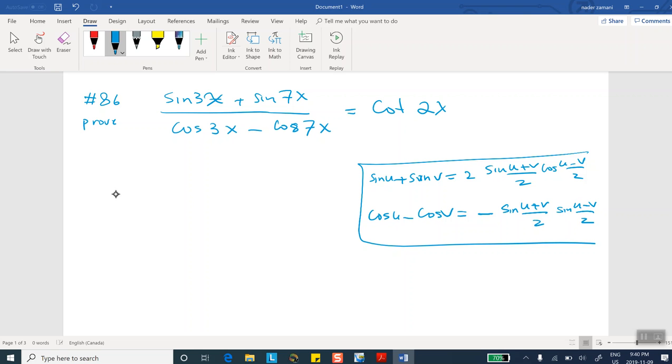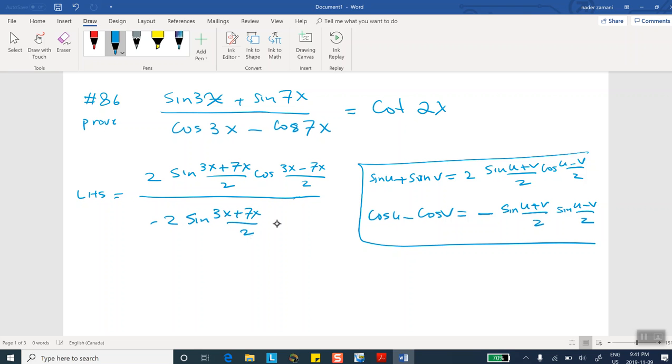Okay, so let's go ahead and apply this. Left hand side equals 2 sine of (3x plus 7x) over 2 cosine of (3x minus 7x) over 2. That's the numerator, and the denominator, you follow this recipe: minus 2 sine of (3x plus 7x) over 2 sine of (3x minus 7x) over 2.